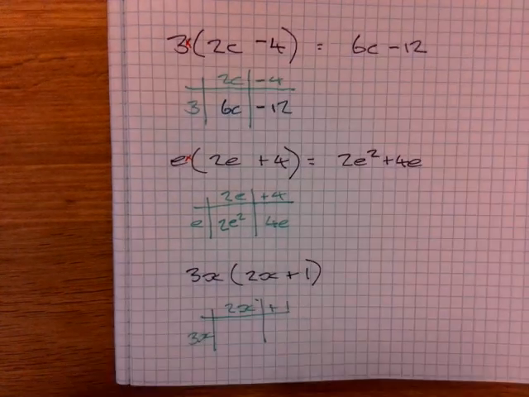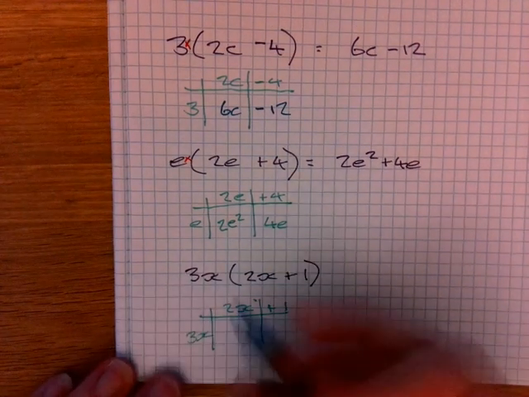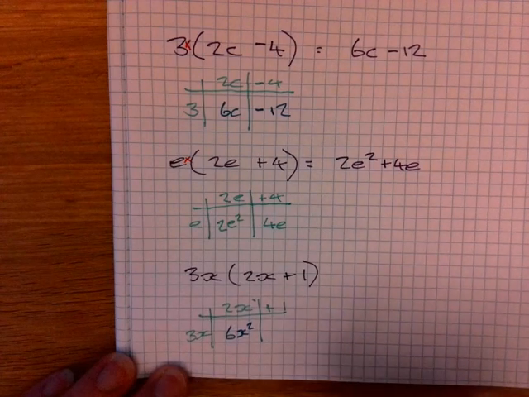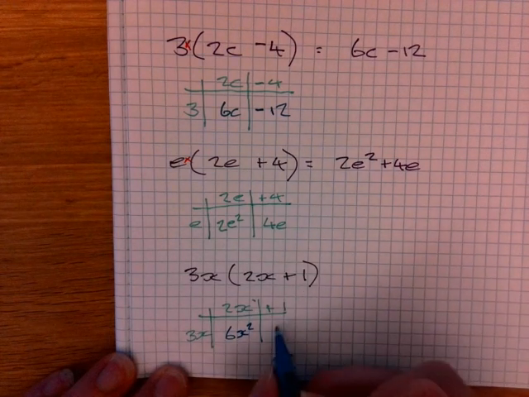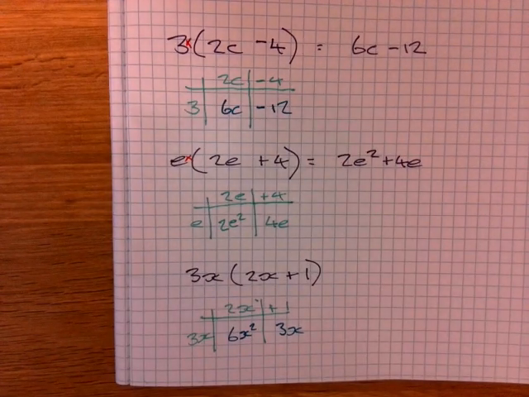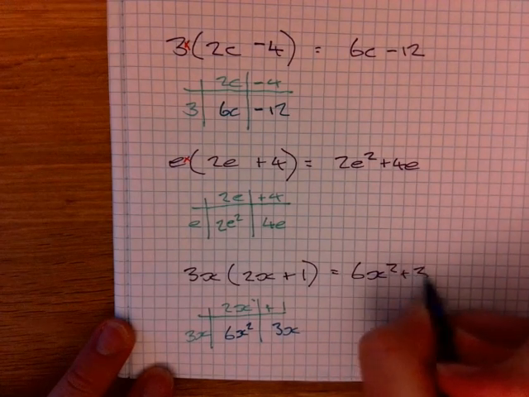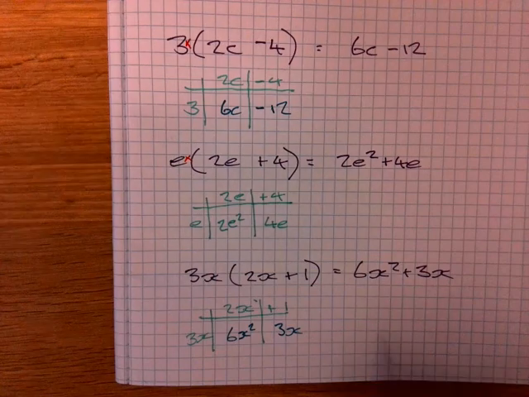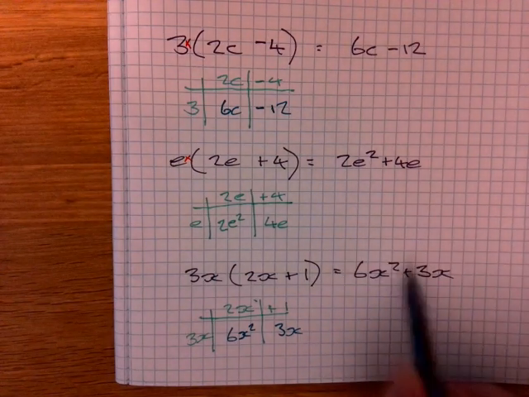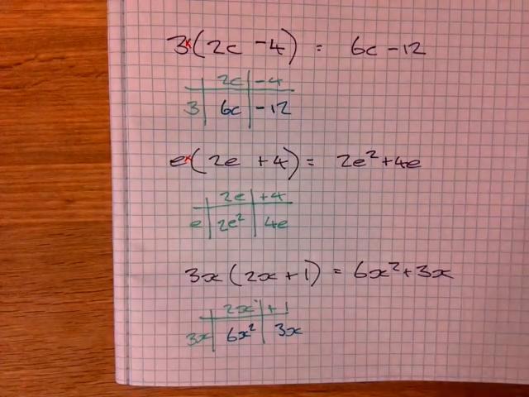The x times x gives us our x squared, but because there's numbers in front of both of them, we'd end up doing 3 times 2, we get 6x squared, and then 3x times 1 is going to be 3x. So when we multiply out this bracket, we end up getting 6x squared plus 3x. We can't add these things together, same with the E's, because this is x squared and this is just an x, so they aren't like terms, they cannot be added together.